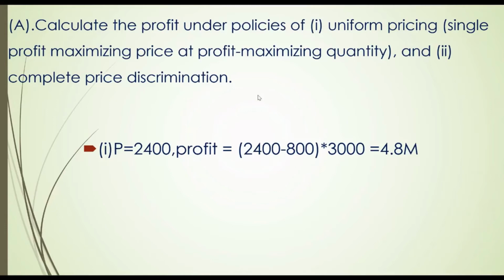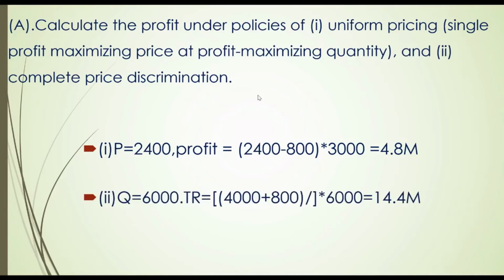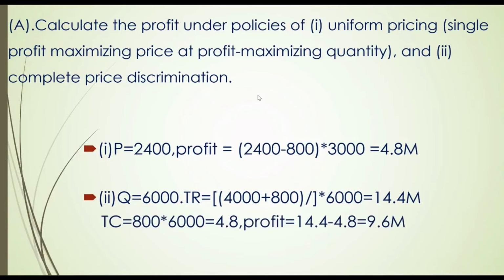And the second one, under complete price discrimination, the seller should sell the quantity where marginal benefit equals marginal cost. Referring to the figure, the quantity is equal to 6,000. Then total revenue is the area under the demand curve up to quantity equal 6,000. Hence, the total revenue equals (4,000 plus 800) divided by 2 times 6,000, which equals 14.4 million dirhams a week. Now total cost equals 800 times 6,000, which equals 4.8 million dirhams. Hence the profit equals 14.4 minus 4.8, which equals 9.6 million dirhams a week.